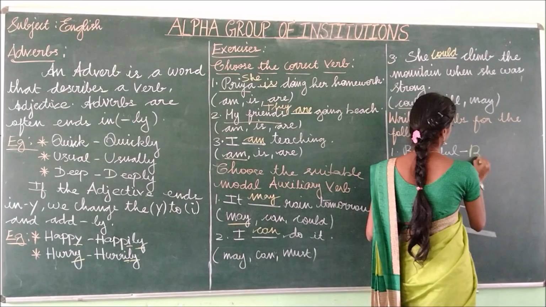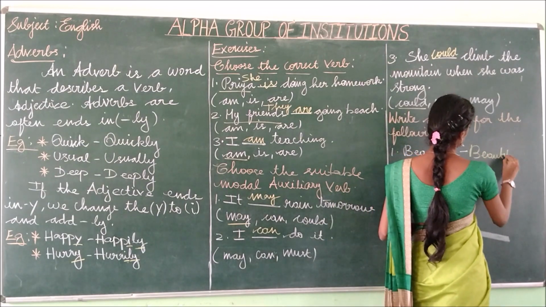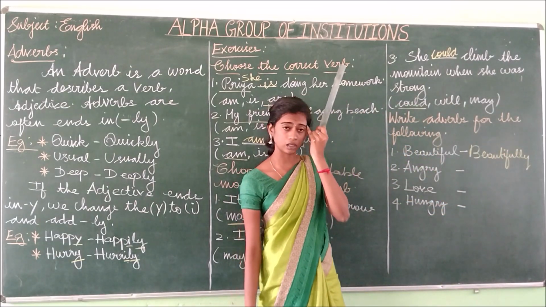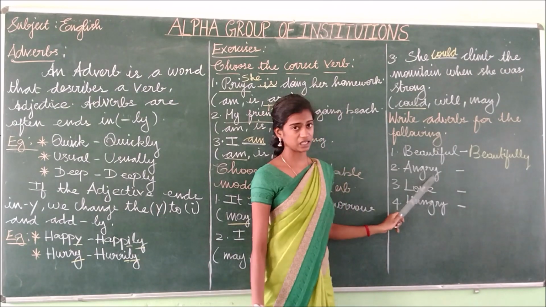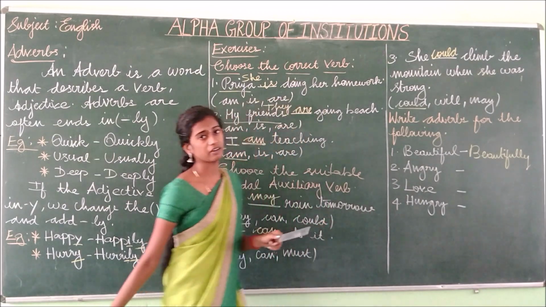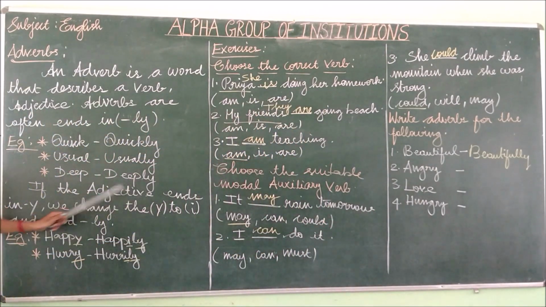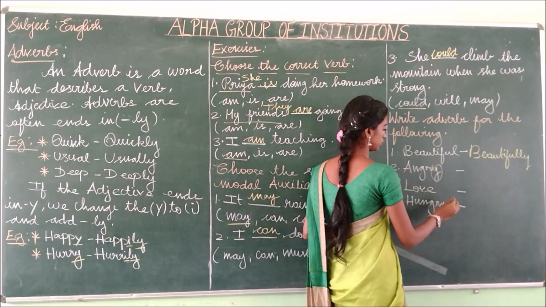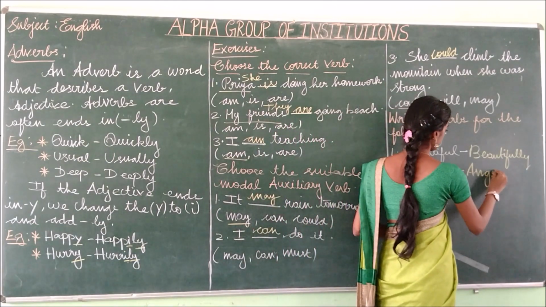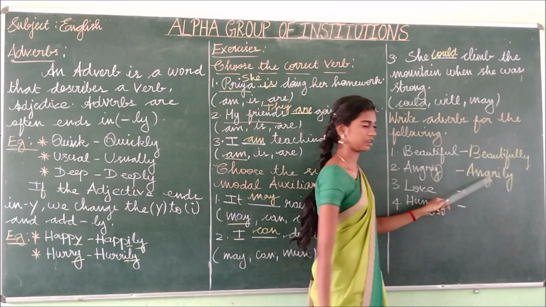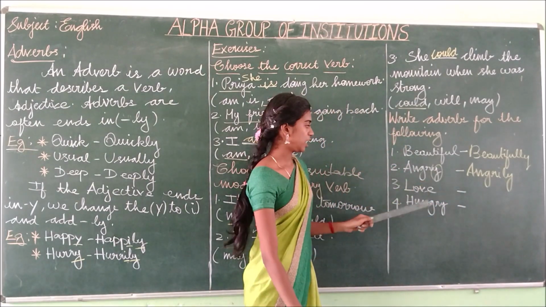So beautiful, beautifully. So we have to add only ly at the last of the word. And the second word, angry. So this word ends with the letter Y. So what we have to do, see, we have already seen. If the adjective ends in Y, we have to change the Y to I and add ly. So we have to remove this Y. So angr. So instead of this Y, we have to add I and the last Y. Angrily. Okay, so angrily. And next one, love.